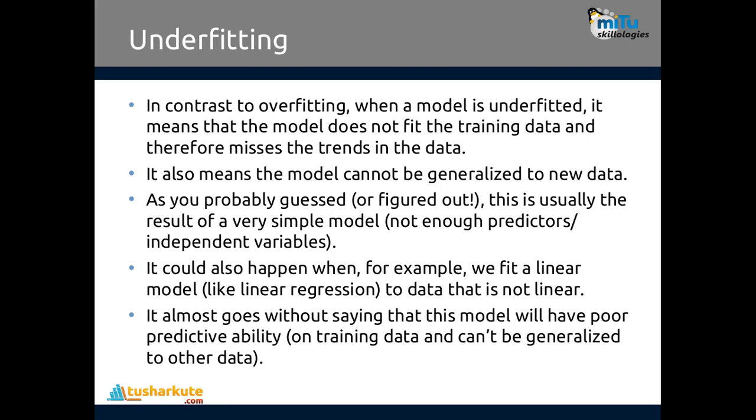As you probably guessed, this is usually the result of a very simple model, without enough predictors or independent variables. It could also happen when, for example, we fit a linear model like linear regression to data which is not linear. It almost goes without saying that the model will have poor predictive ability on training data and can't be generalized to other data. That is what we call underfitting. Underfitting reduces the accuracy drastically, because the data cannot be fitted into the statistical model of the algorithm.